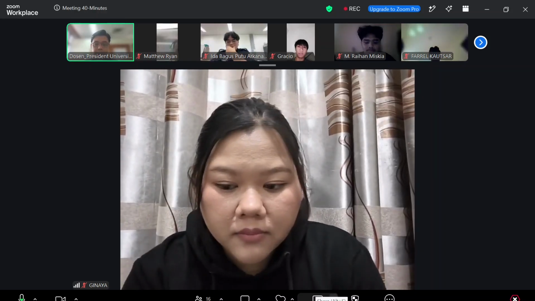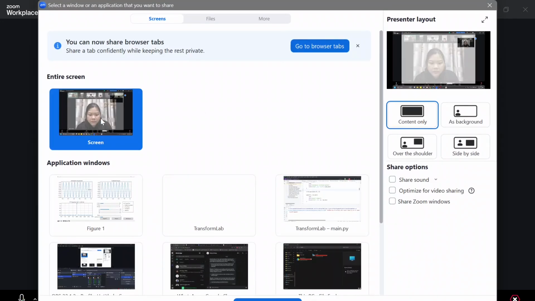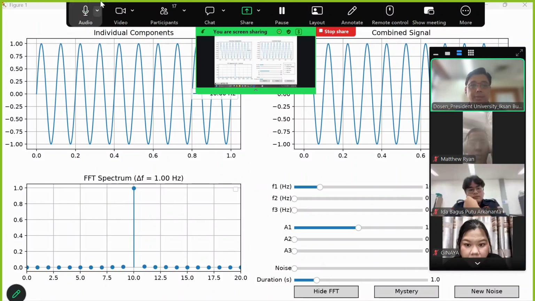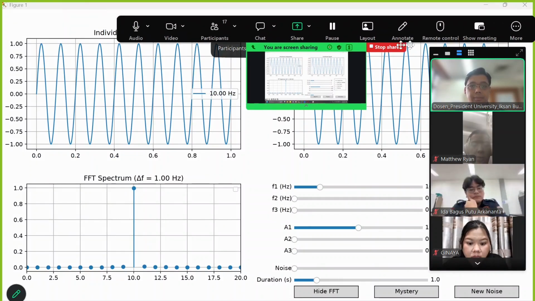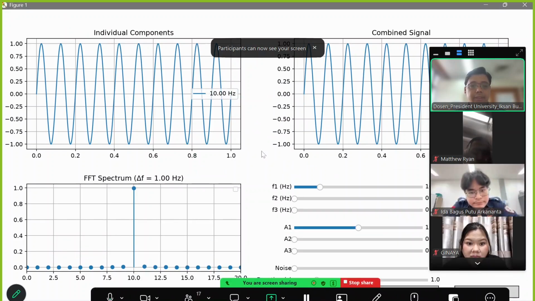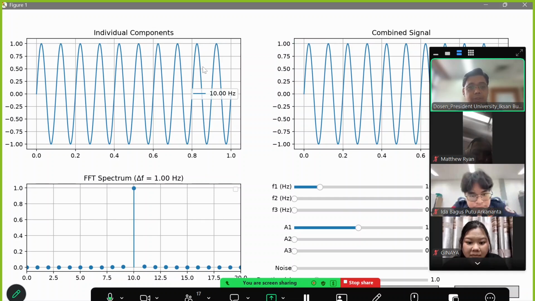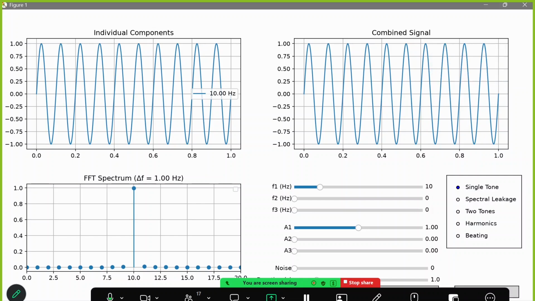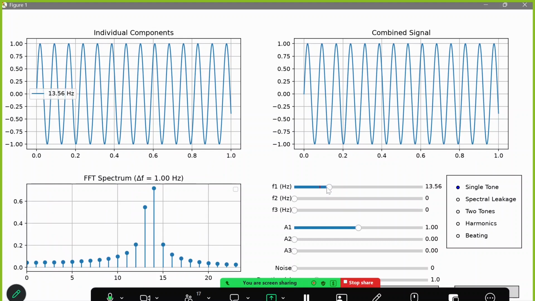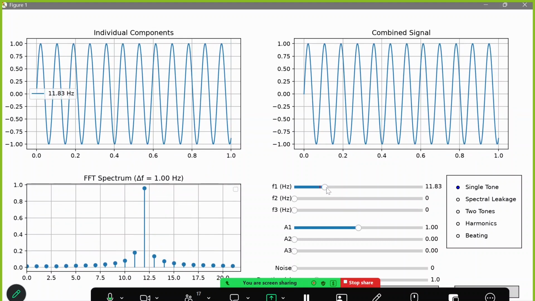I think I forgot to share my screen. So here, as you can see on the screen, if I have a pure sinusoid signal with the frequency of 10 hertz, the FFT spectrum will have a single peak at 10 hertz. And if I change this frequency, as you can see, this FFT spectrum actually moves. The peaks actually move.